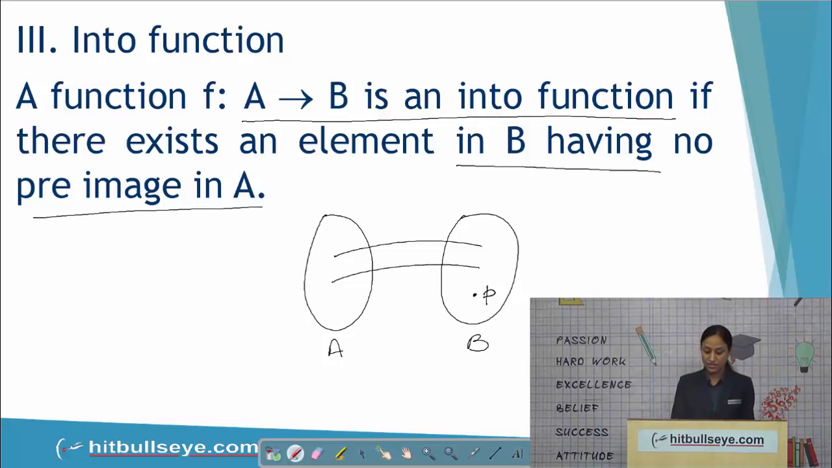So such an element I have taken as P here. So suppose A is getting mapped to say R and B is getting mapped to say Q, but P is not getting mapped to any element of A. So under such a situation, this function is said to be an into function.